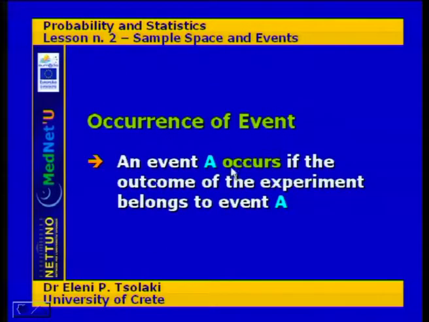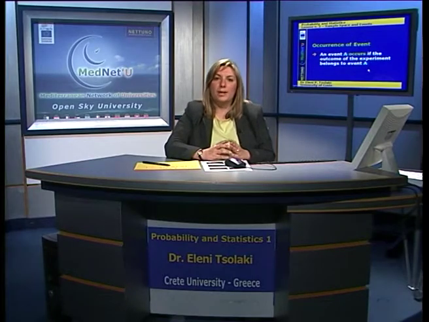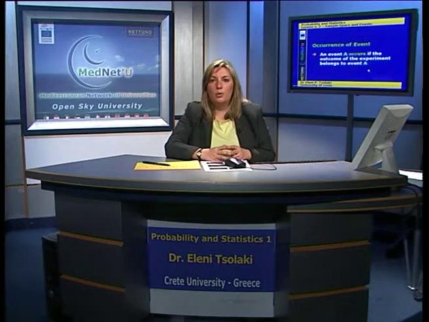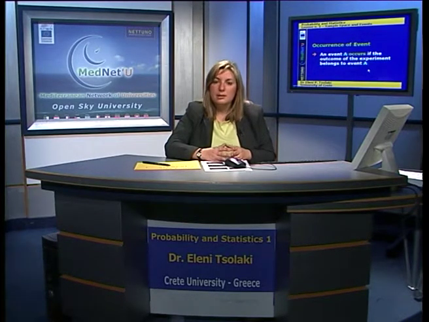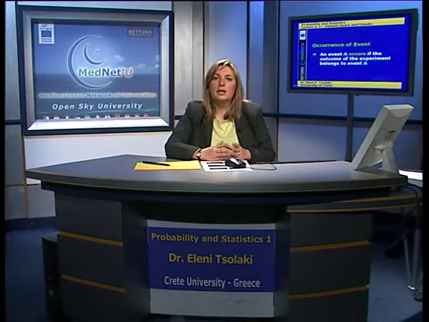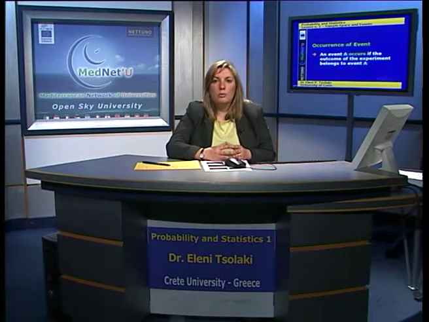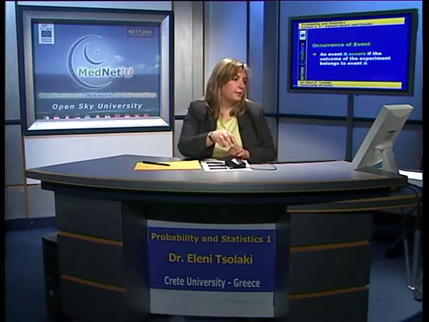Occurrence of an event. We say that an event A occurs if the outcome of the experiment belongs to event A. When we perform an experiment, we have made clear what the sample space is and what the events we are interested in are. Then, of course, after we perform the experiment, we would like to know if the event we are interested in has occurred or not. So, we are going to see in our examples when we say that an event has occurred.